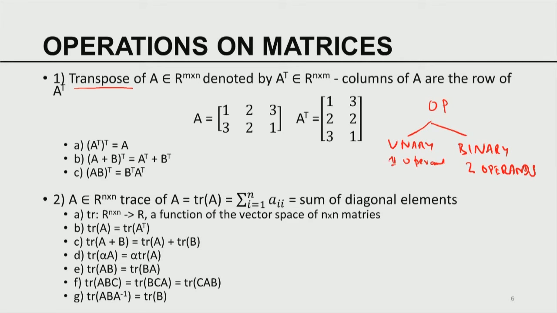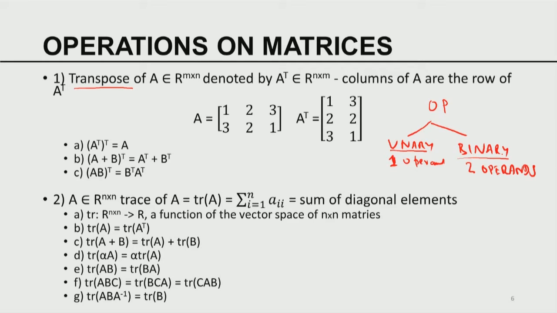What are the examples of unary operation? Transpose of A, negative of A, inverse of A. So transpose, negative, inverse, they are all unary operations. Addition, subtraction, multiplication, they are all binary operations. So I would like you to be cognizant of the fundamental difference between two types of operators, binary operation and unary operation.